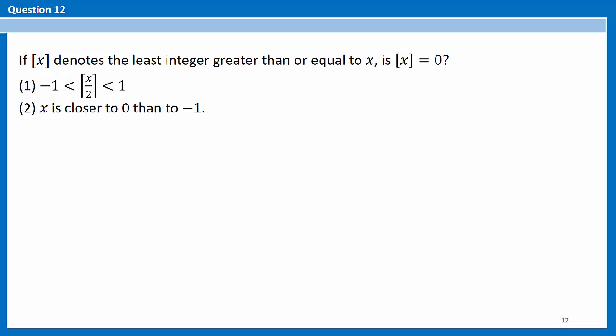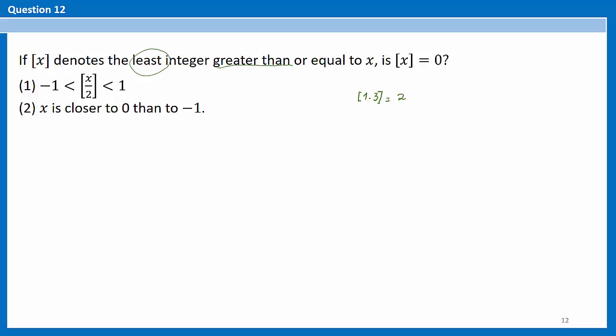If operator x denotes the least integer greater than or equal to x, is operator x equal to 0? Now, in order to not get confused with what it means, I'm going to try a value. Let's use 1.3. Okay, operator of 1.3 denotes the least integer greater than or equal to 1.3. And that would be 2, because there are many numbers that are greater than or equal to 1.3, but the least is going to be 2.